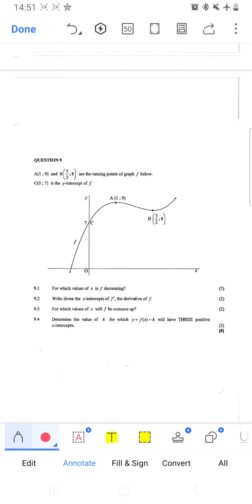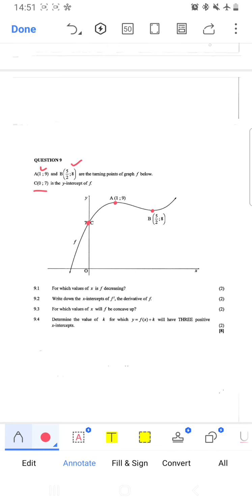Question 9. Point A and point B are the turning points of the graph of f below, and point C is the y-intercept of f. We are given the coordinates of point A, the coordinates of point B, and the coordinates of point C. So this is the graph of f with the turning point A, the turning point B, and the y-intercept C. For which values of x is f decreasing?